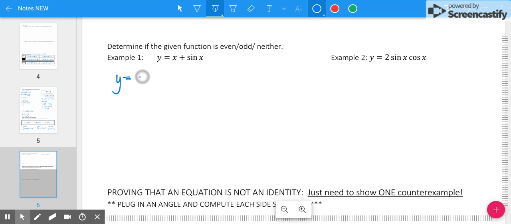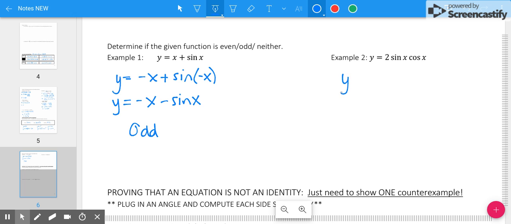So y equals negative x plus sine of negative x. So y equals negative x, we can't change, but the negative in this case, since it's sine, that's an odd function, it comes out. So we have minus sine of x. Now looking at the original and looking at our outcome here, the negative x and the x are opposites, the sine and the negative sine are opposites, so this is an odd function.